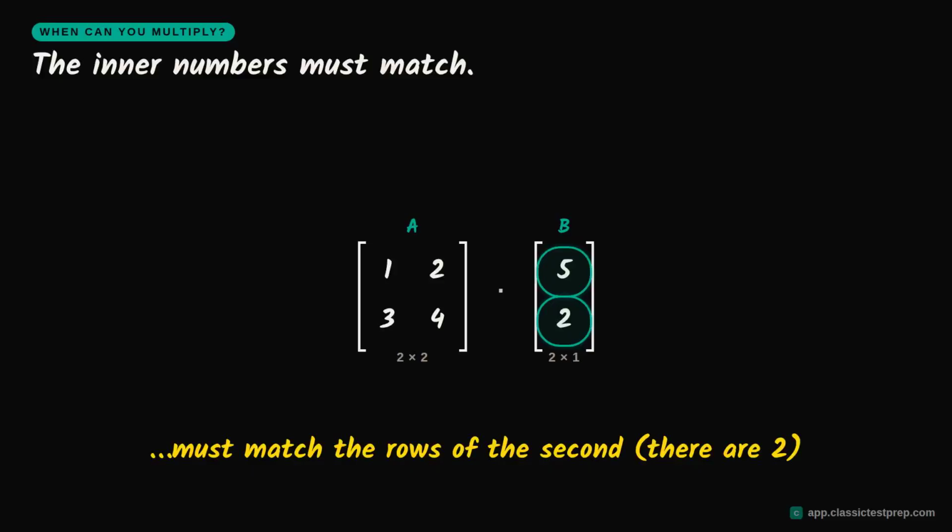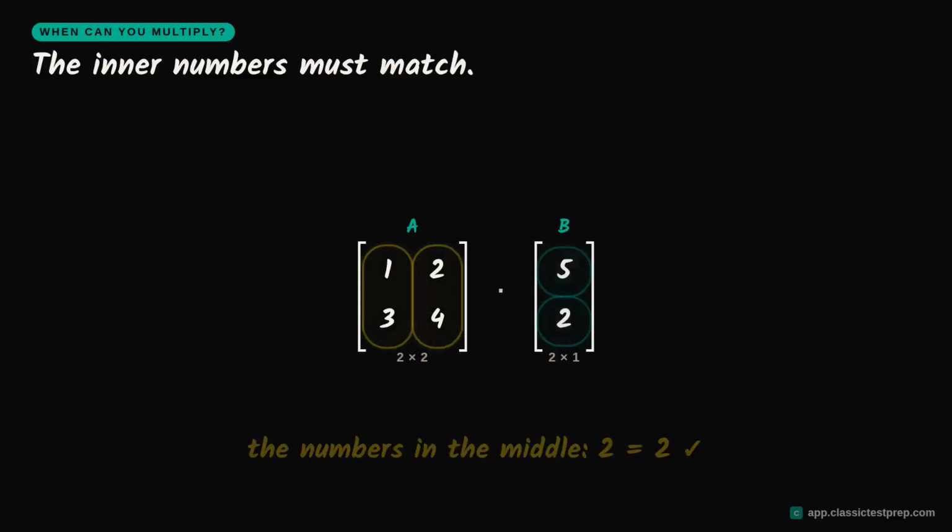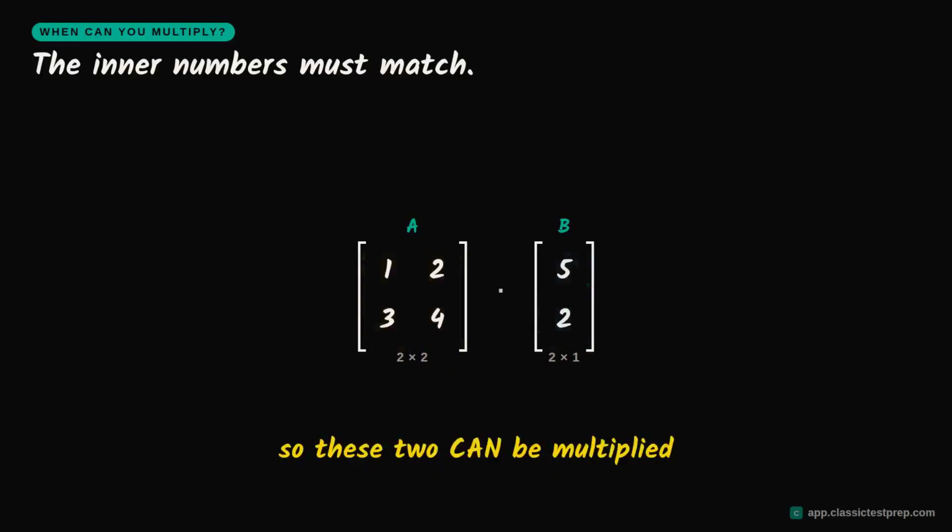In other words, the numbers in the middle, when we write 2 by 2 next to 2 by 1, the numbers in the middle must be equal to each other. So in the example on the board, we have 2 equals 2. And those matrices can be multiplied by each other. But that just tells us that we're allowed to multiply these matrices together.